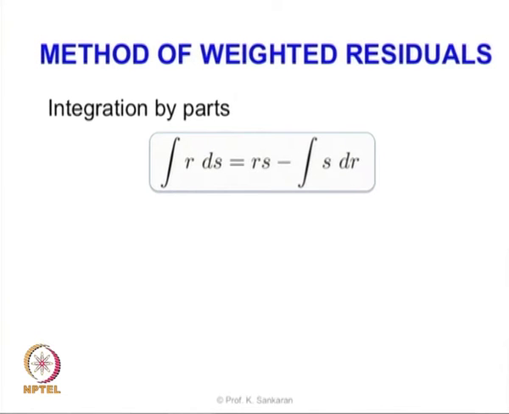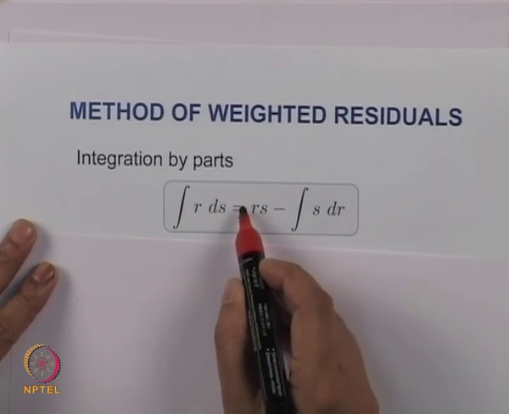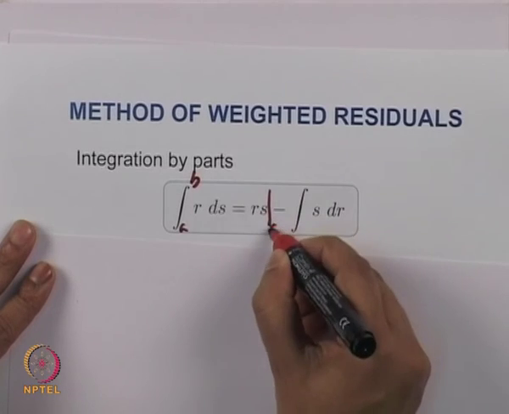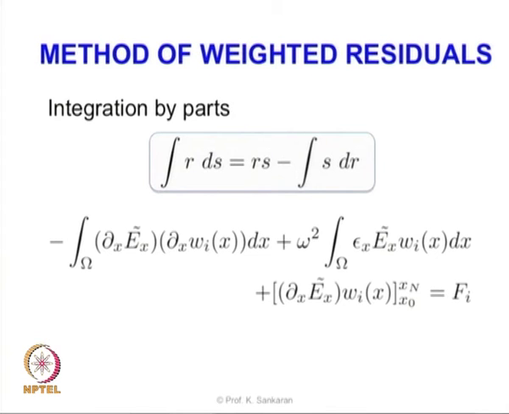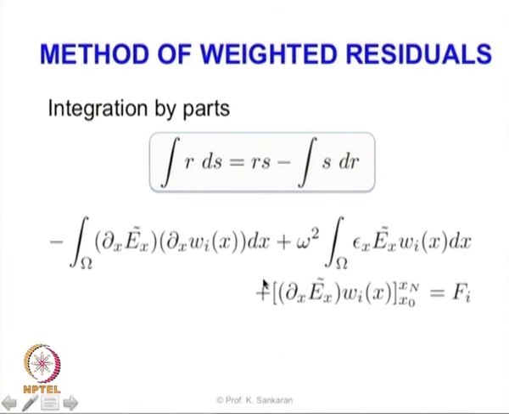So what we are doing here is, for any functions, integral r ds is equal to r s minus integral s dr, with limits a to b. This is exactly what we are going to do in the case of these higher derivatives that are sitting here. So we split the previous equation. The equation which is here, we apply integration by parts on this to arrive at this particular form. As you can see, the second order derivatives have gone away and we have basically got the main terms, and this particular point which is here is actually the one term that is going to have the boundary aspect.